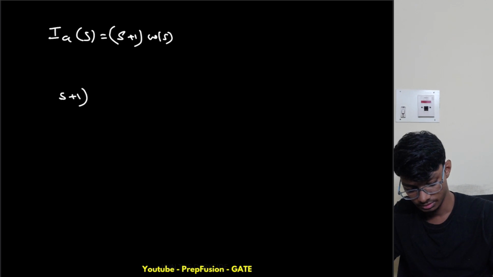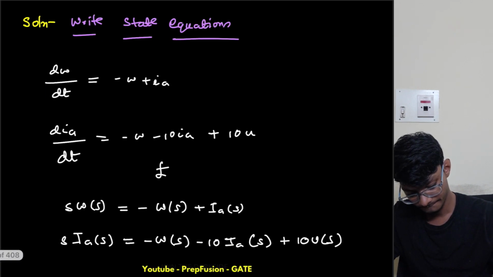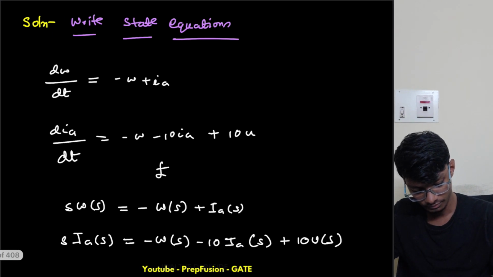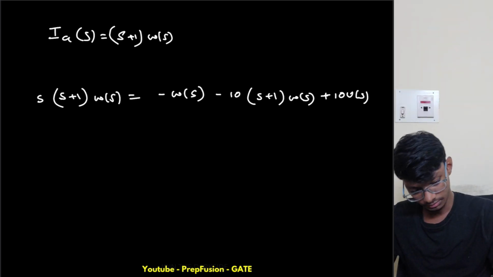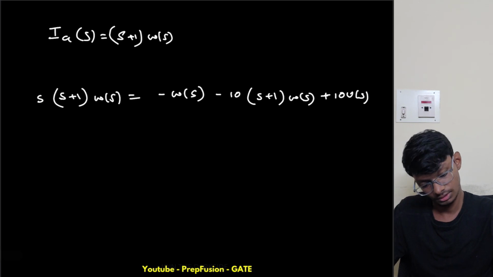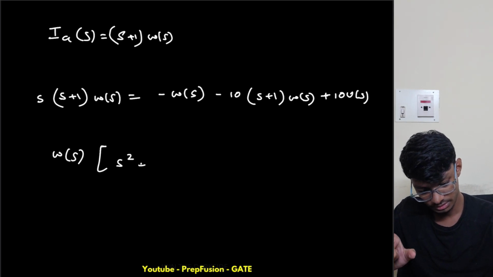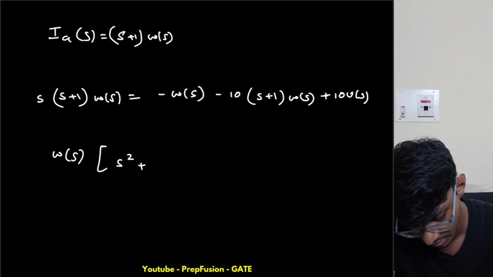So s plus 1 into w of s times s minus w of s minus 10 s plus 1 w of s, plus 10 u of s. Now I will just rearrange the w of s terms. This is simply s square plus s, and there is also one 10s over here, so 10s will come over here, this will become 11s.